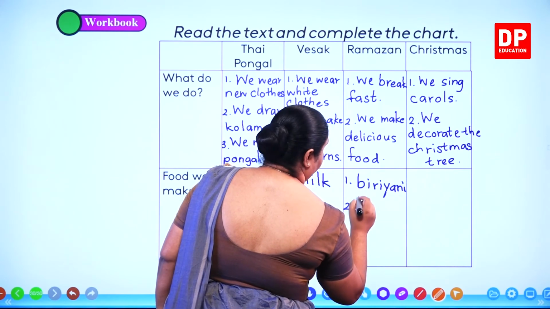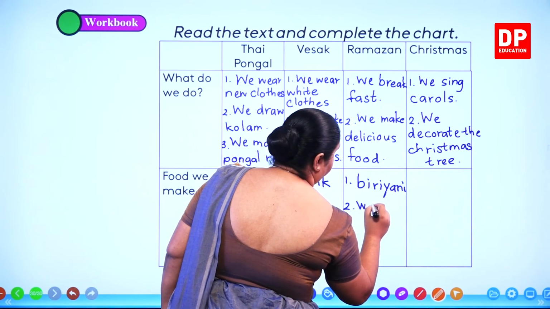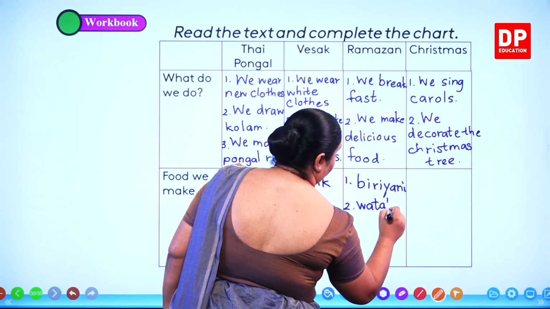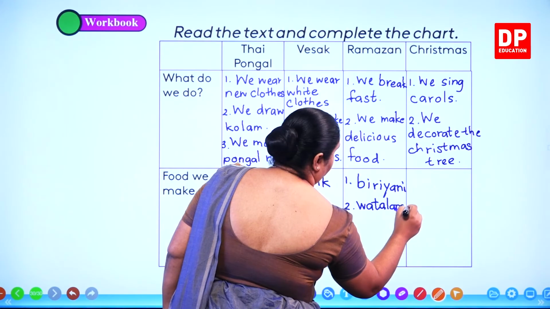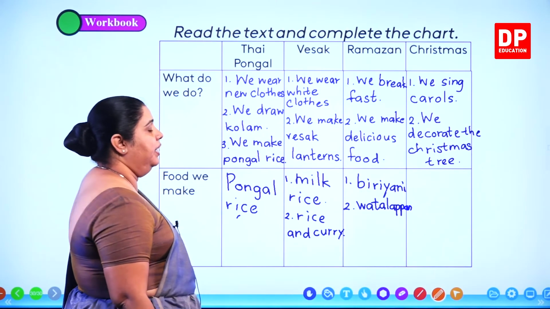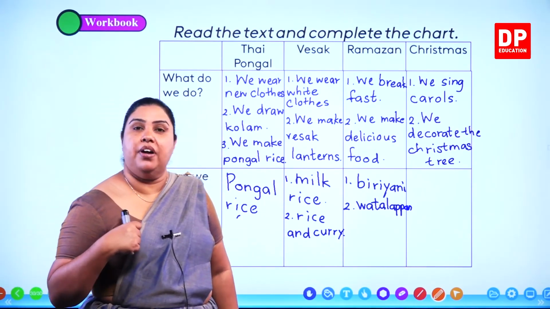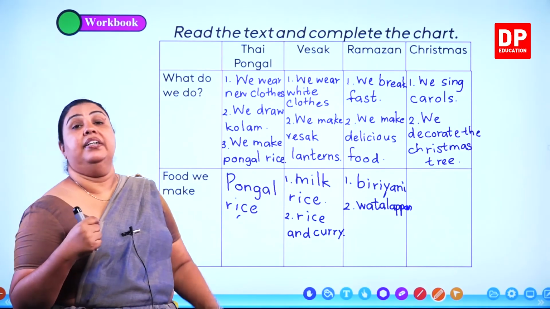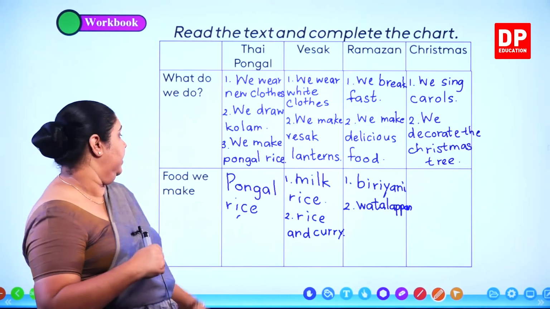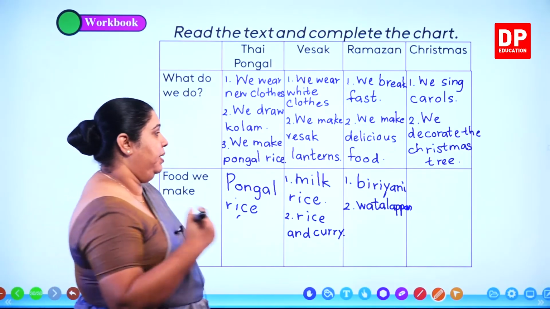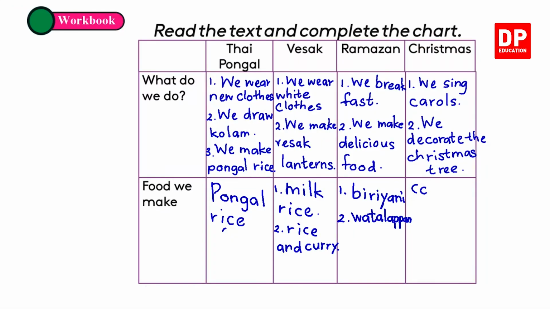right? You make biryani, vatalappan, and gulab jamun, and there are so many other sweets that you make on Ramazan Day. Then we have the final one, Christmas. What are the things that we make, the food items for Christmas? We make Christmas cookies. Then we make Christmas cake, right? Then we make Christmas puddings.